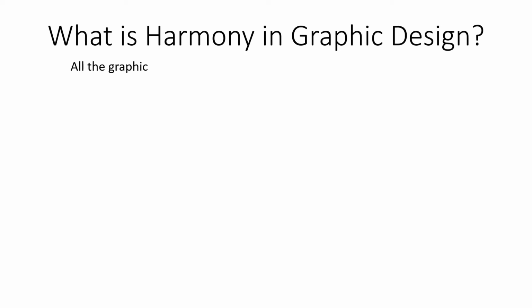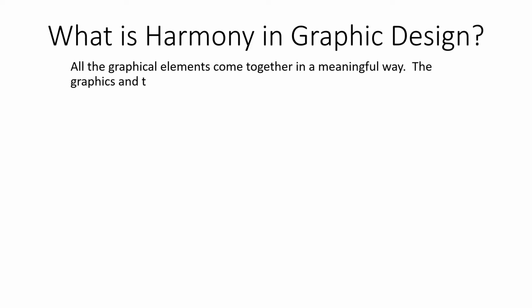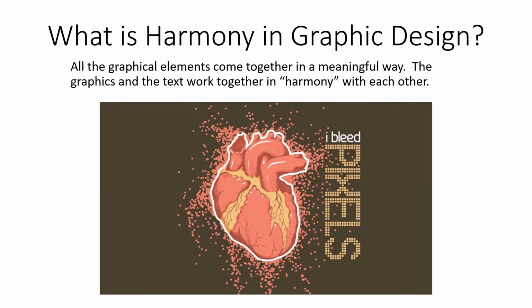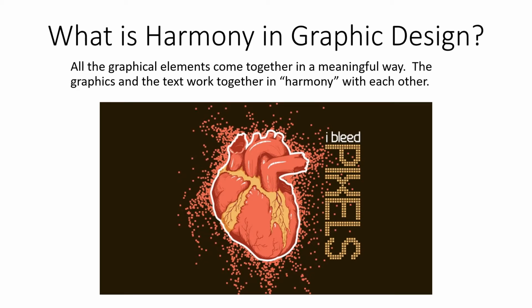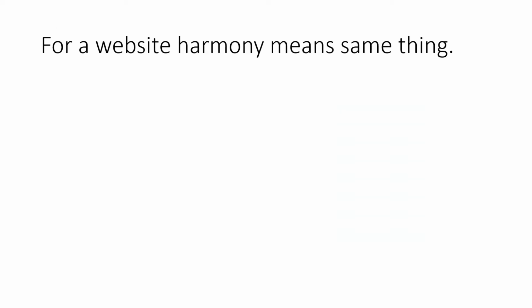Now, what is harmony in graphic design? Basically, it's when all the graphical elements come together in a meaningful way. The graphics and the text work together in a sense of harmony or flow with each other. As you can see from this graphic, it's "I bleed pixels," and the word pixels is made up of pixels, and the blood in the graphic is also pixels. So that has a certain degree of harmony between the graphic and the content, the formal approach, and what the content is. With a website, it's basically the same thing.